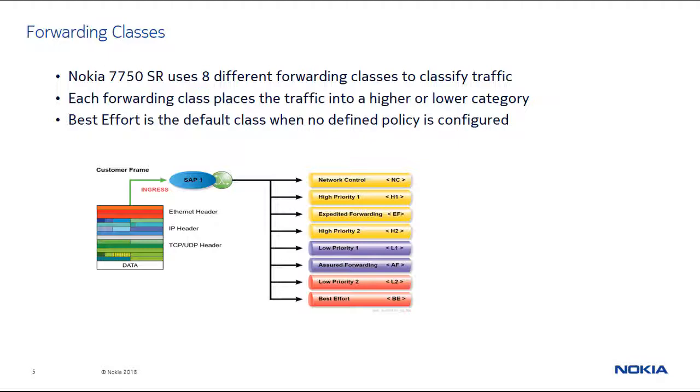Let's now look at all the different forwarding classes. Network control is intended for network control traffic. High priority 1 is intended for network control traffic, delay sensitive traffic, and jitter sensitive traffic. EF and H2 are also intended for delay jitter sensitive traffic. These 4 forwarding classes are all considered high priority traffic or premium level. Low priority 1 and assured forwarding are both intended for assured traffic. Low priority 2 and best effort are both considered best effort level traffic.